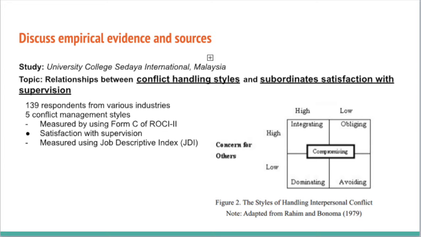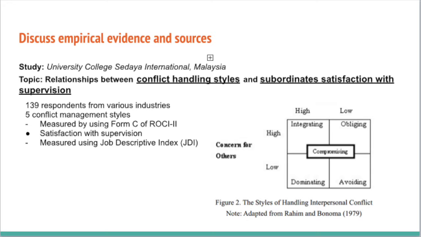In a study conducted by the University College Sedaya International Malaysia in 2008, the relationships between conflict handling styles and subordinate satisfaction with supervision was examined through data from 139 respondents, including executives, managers, and professionals from major industries such as service, manufacturing, and mining in Malaysia. The 5 conflict styles identified were integrating, obliging, dominating, avoiding, and compromising styles.